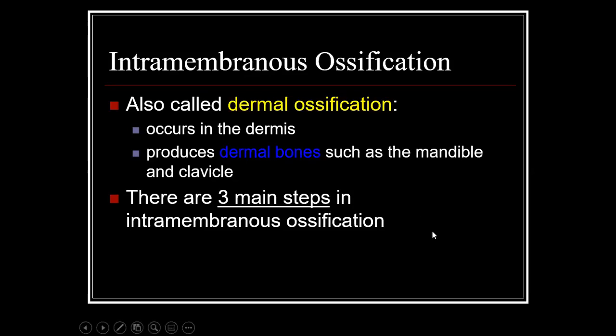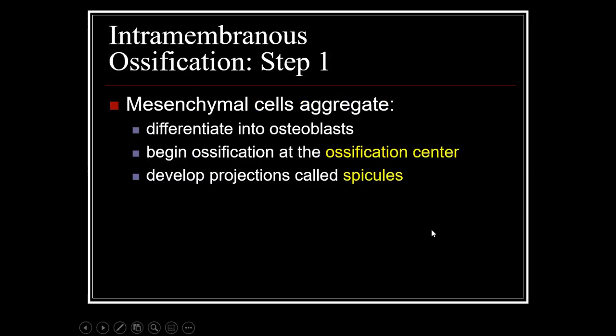It produces dermal bones, such as the mandible, which is part of your mouth, and the clavicle, which is your collarbone. There are 3 main steps to intramembranous ossification. Now you have to think that for a majority of what we are about to talk about, this is happening at the embryonic stage. So it's happening in utero as you are an embryo, because most fetal structures are already completely in place by 14 weeks, which is the end of the first trimester. So after 14 weeks, the main job of the fetus is just to grow larger and larger, but all of its bones, its organs, its skin, everything is already in place by then.